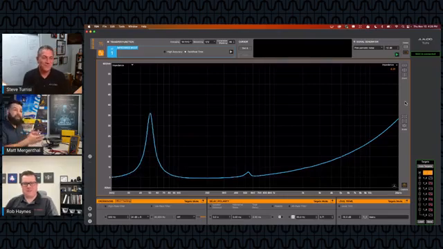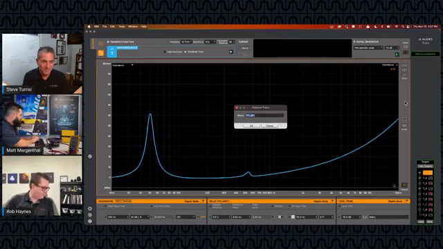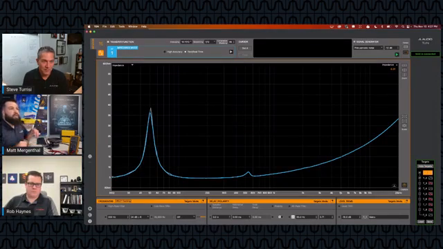All right, so pretty basic, right? So what I'm going to do is I'm going to capture this measurement, and I'm going to hit the space bar to capture it, and I'm going to call this ZR8.